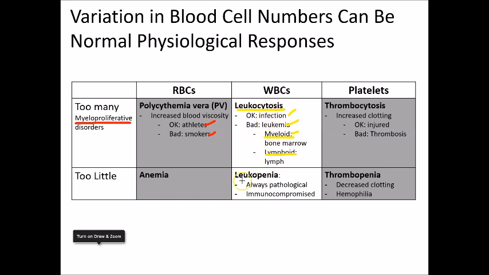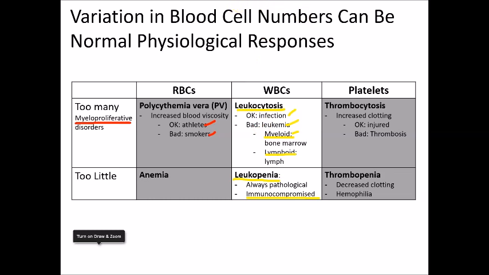So that's leukocytosis. On the other side is leukopenia. Leuko, white, penia means too few. And leukopenia is always pathological. It's never good not to have as many white blood cells as you should. It means you're immunocompromised, that you're not going to be able to fight off infection as easily. So leukopenia is always pathological. Leukocytosis, though, as I said before, is sometimes good, sometimes bad, depending on why that happens.